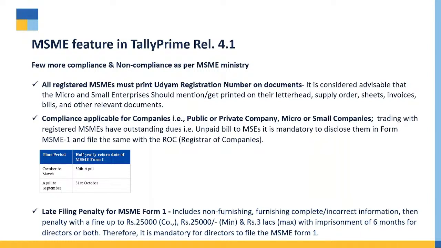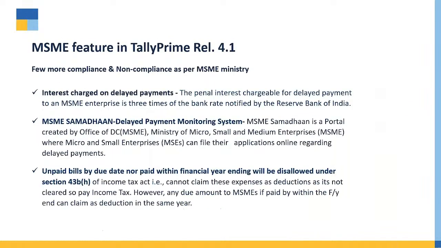There is strict non-compliance action in case of not adhering to the filing of this Form MSME 1 for delayed payments or unpaid bills, or for not disclosing them. They will be under penalty with a fine from a minimum of 25,000 up to a maximum of 3 lakhs, and imprisonment of 6 months for directors, or both. Therefore, it is mandatory for directors to file the MSME Form 1. We'll see how all this can be done in Tally.